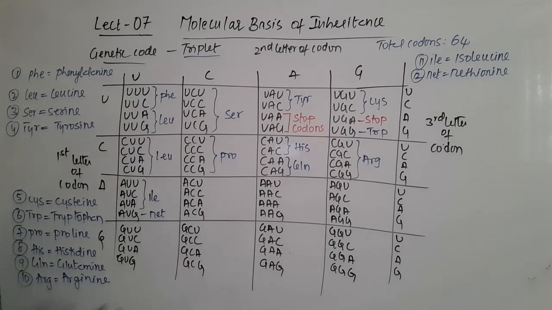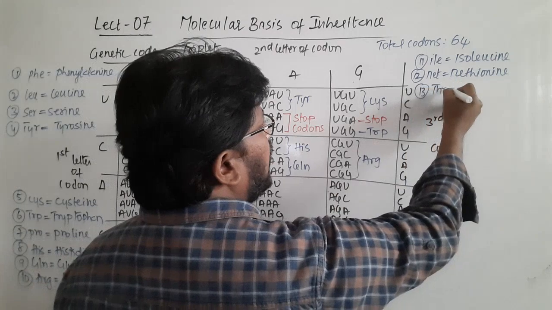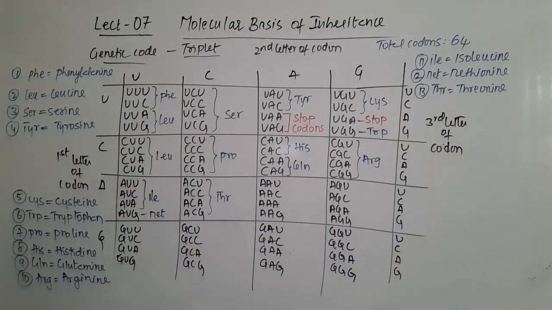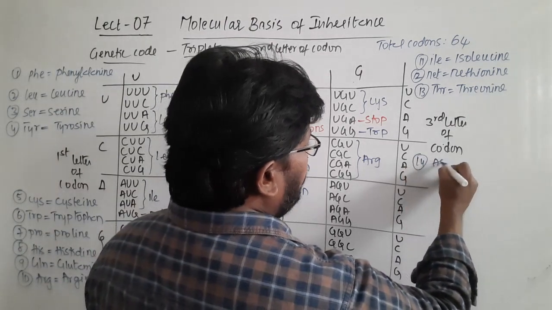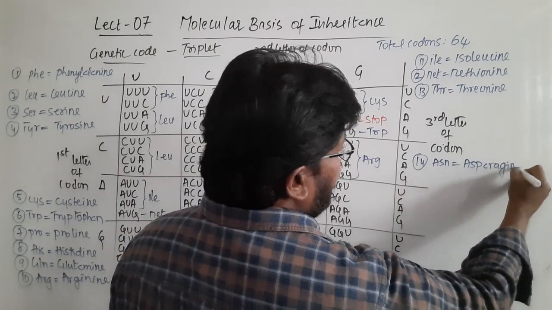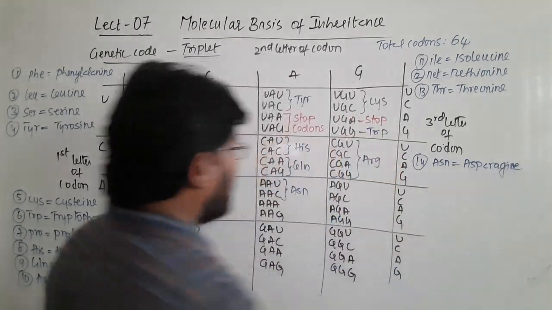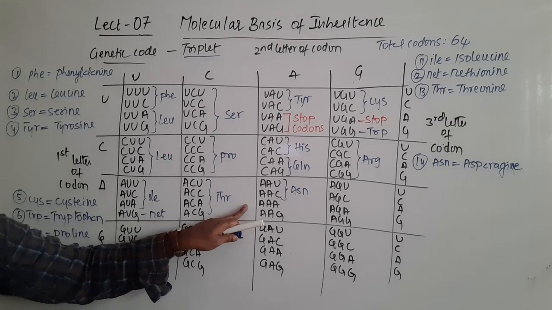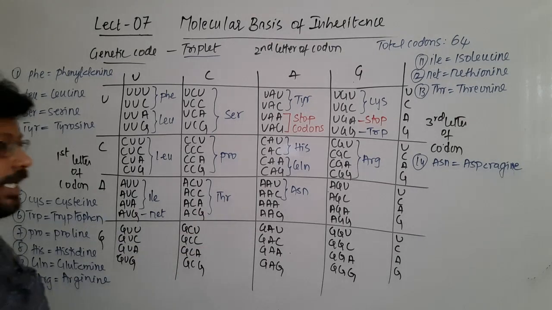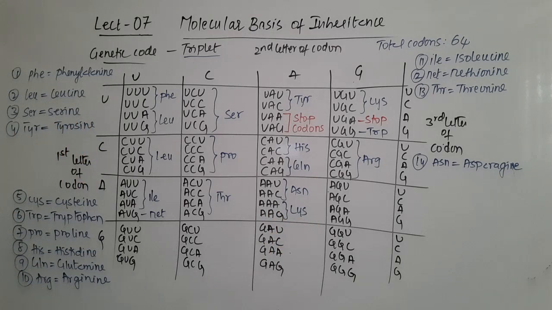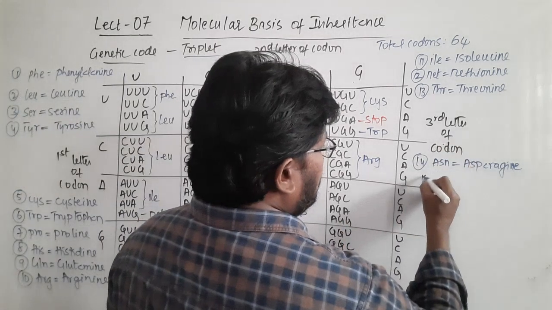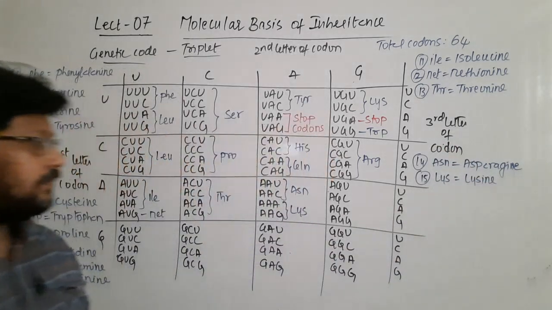The next one, all these will be coding for amino acid called threonine. THR stands for amino acid called threonine. The next one, okay, so here these two will be coding for ASN. Okay, that one stands for asparagine. That stands for asparagine amino acid. Then below this we have AAA and AAG. These two will be coding for amino acid called lysine. So LYS, okay, that stands for lysine.